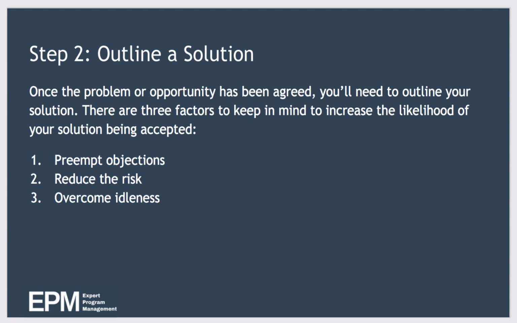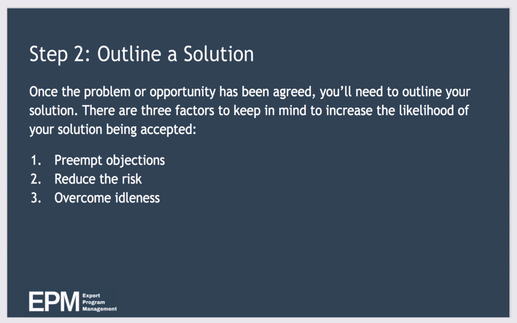Now, the second factor to keep in mind is reducing the risk. And this is about making it easy for people to say yes. So, for example, perhaps you could suggest running a pilot program before you properly roll out the full solution. Or maybe you could identify some early wins to convince everyone your idea is the right one before you take it to the next step.